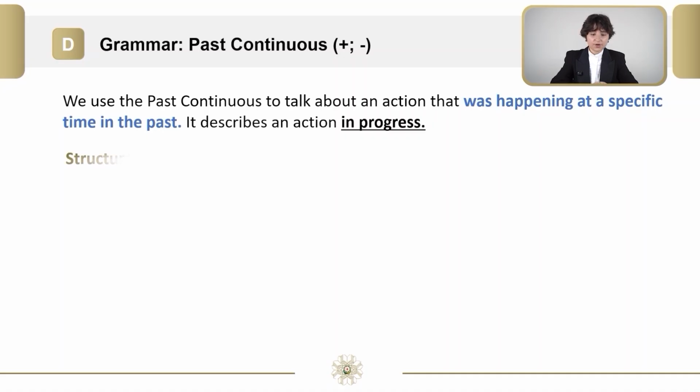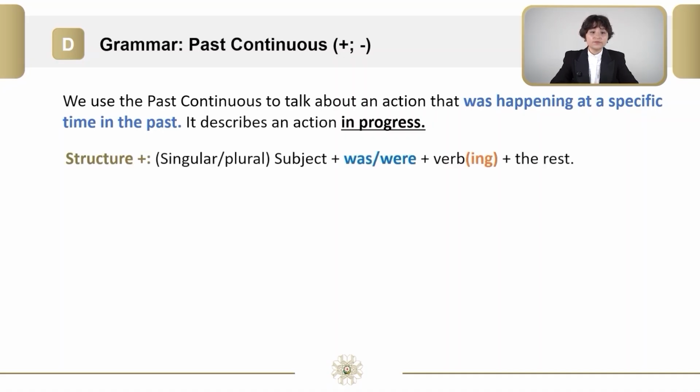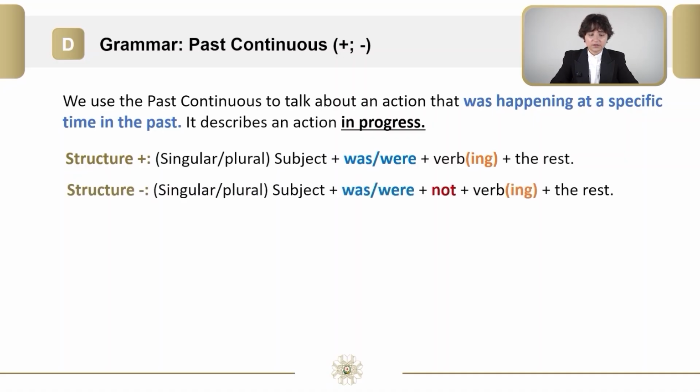Now let's see the structure. The structure for affirmative sentences looks like this: singular or plural subject, plus was for singular and were for plural, plus verb with ing ending, and the rest of the sentence. The structure for negative sentences looks like this: singular or plural subject, plus was for singular and were for plural subjects, plus not, plus verb with ing, plus the rest of the sentence.